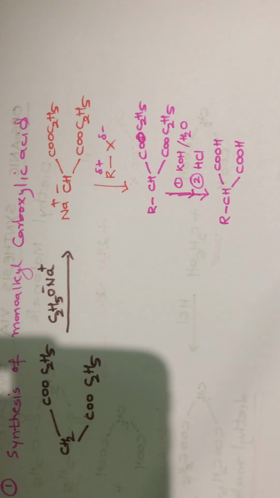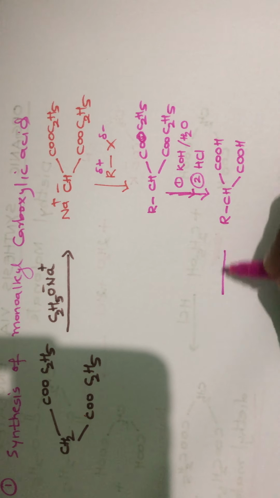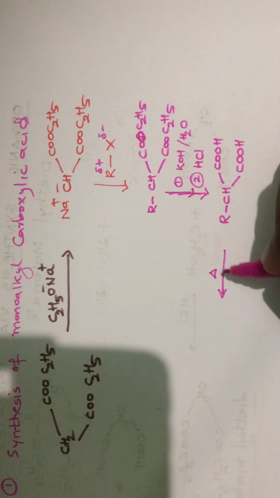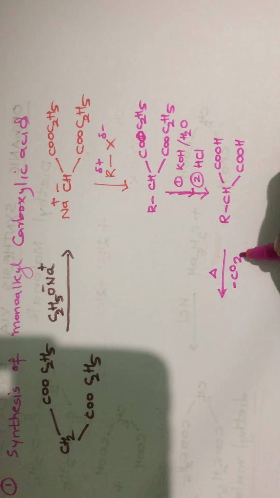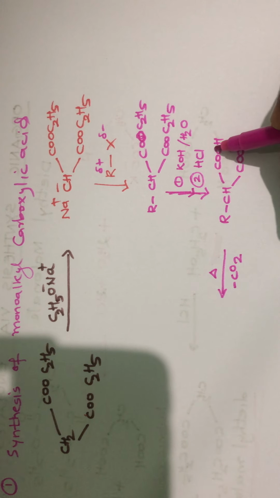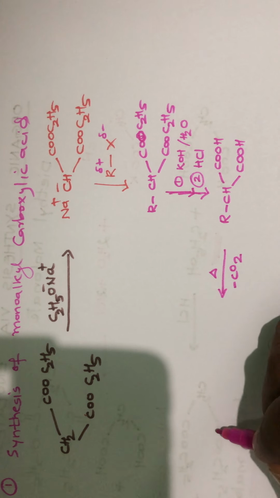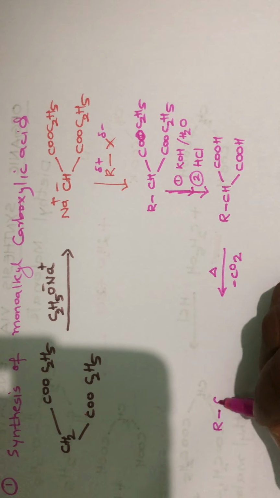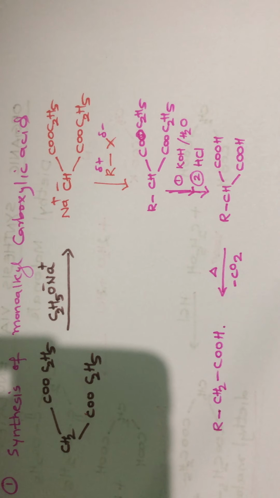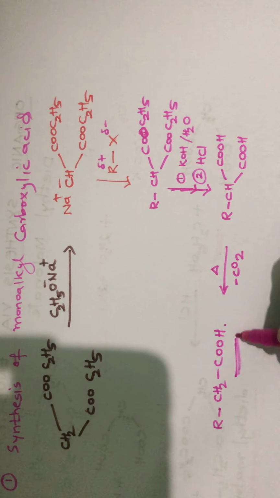So what is done next is that this is heated. On heating, it undergoes decarboxylation, removal of carbon dioxide takes place, resulting in the formation of RCH2COOH. This is what is obtained. So you get the carboxylic acid.